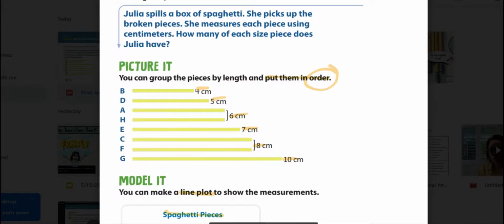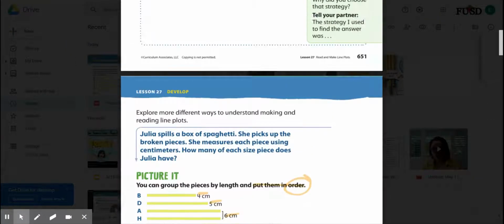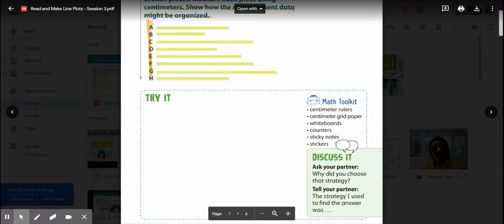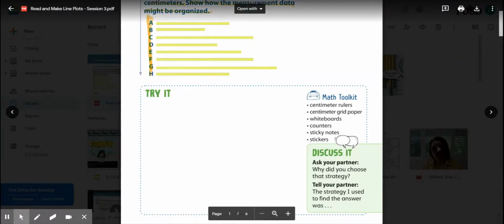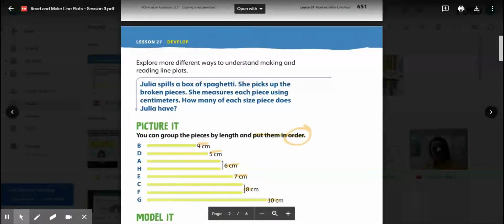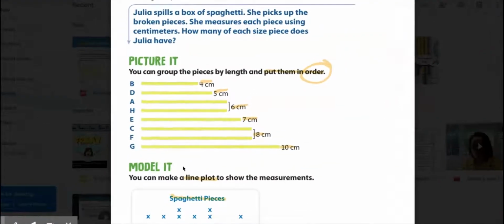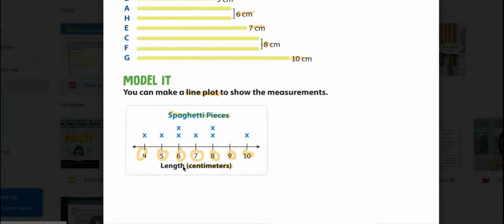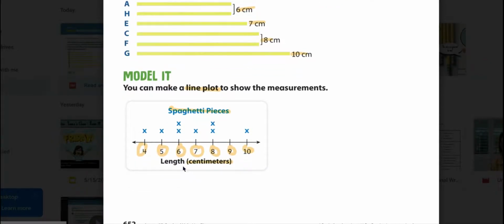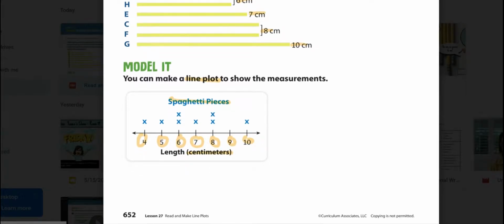And if you don't have a ruler, if you look at B, you can come up here and there's B. So you can use that to measure them. So you can use these numbers down here in case you don't have a ruler. All right, let's see a model. Ooh, yes, line plot. You can make a line plot to show the measurements. And one of my favorite things is this line plot has a title, spaghetti pieces. Down here, it tells me what it's measuring or what it's organizing. Length in centimeters. So they put 4, 5, 6, 7, 8, 9, 10.